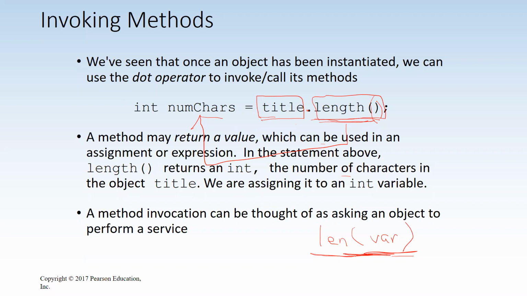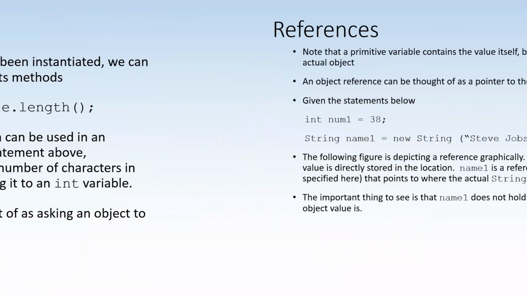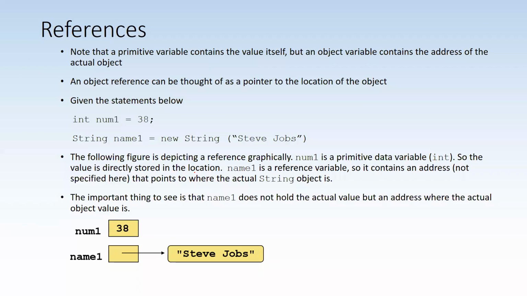Okay, so a method invocation can be thought of as asking an object to perform a service. So you're asking title, which is the string reference variable, to provide you some service, which is give me the length of you, right, of yourself. So that's what this is. Okay, so now let's look at this.